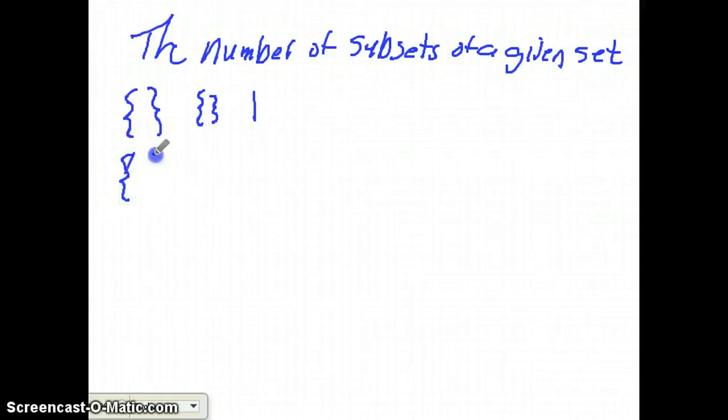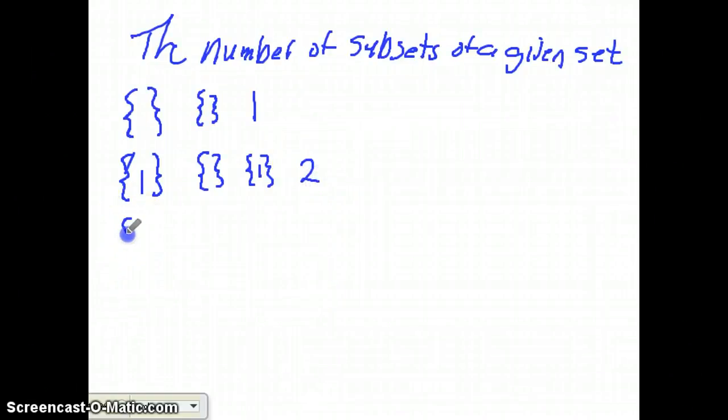All right, now what if I have the number one? Well, now remember the empty set is a subset of any set, and then I have one. So how many subsets are there of this set? There's two.